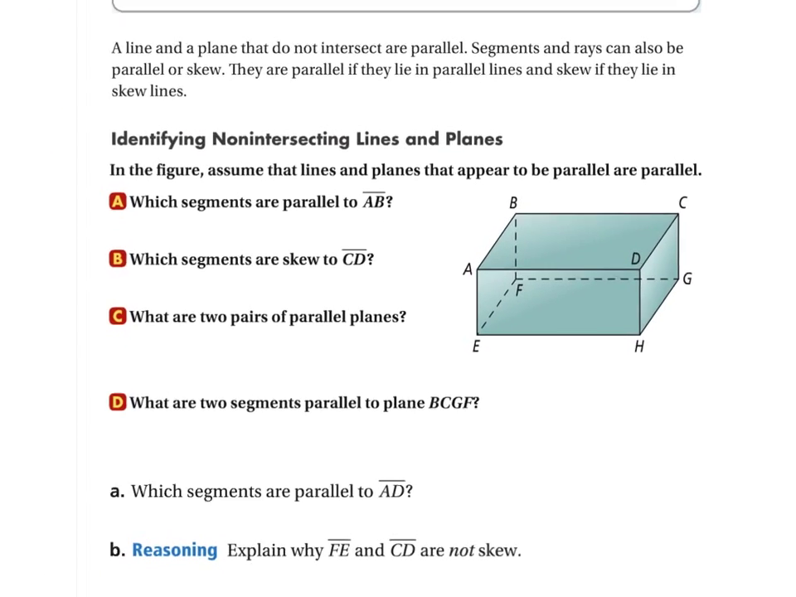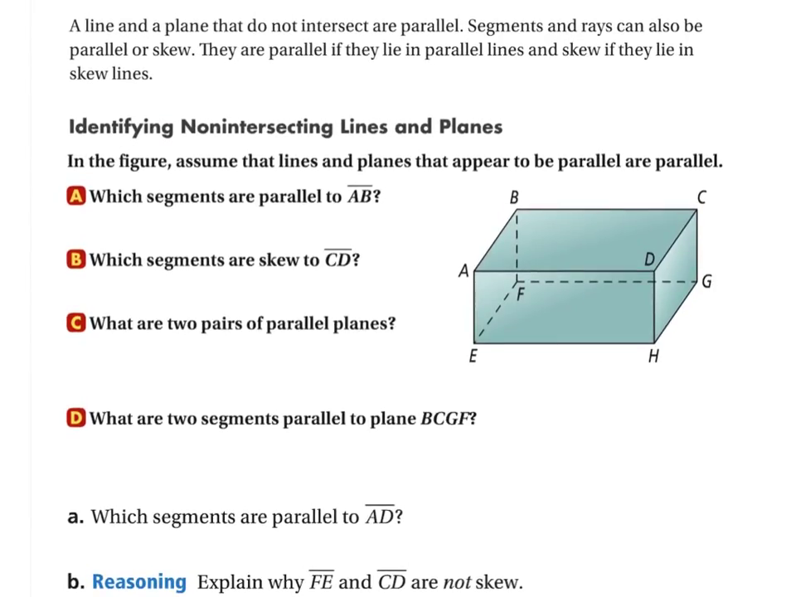And by the way, they do say here in your notes, a line and a plane that do not intersect are called parallel. Even though lines and planes wouldn't be in the same plane, only two lines have to be in the same plane to be parallel. But lines and planes can be parallel as long as they never intersect. And segments and rays can also be parallel or skew. Since entire lines can be parallel or entire lines can be skew, therefore portions of those lines, like a line segment or a ray, can also be parallel or skew.